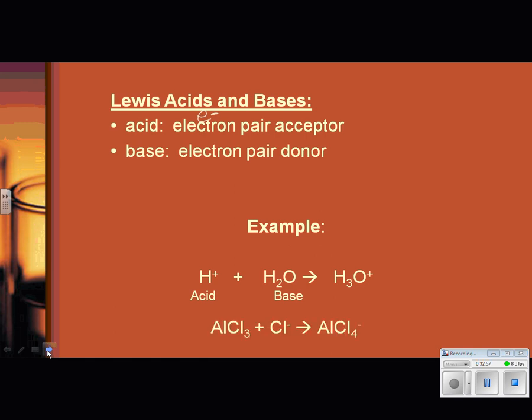Okay. Another example would be AlCl3 plus Cl minus. The AlCl3 would be the acid because it accepts an electron pair when it becomes AlCl4 minus. And the Cl would be the base because it's going to donate its negative to the AlCl3. All right. So get those written down. Get at least one of your examples written down.